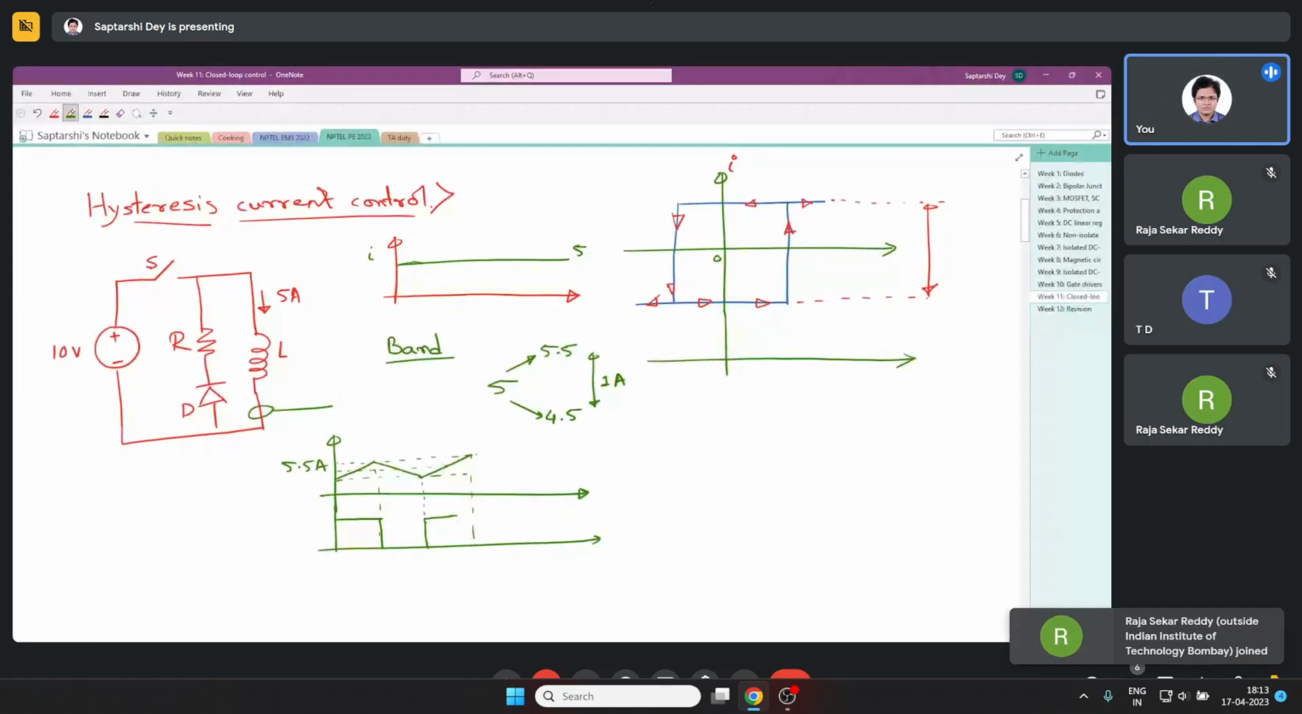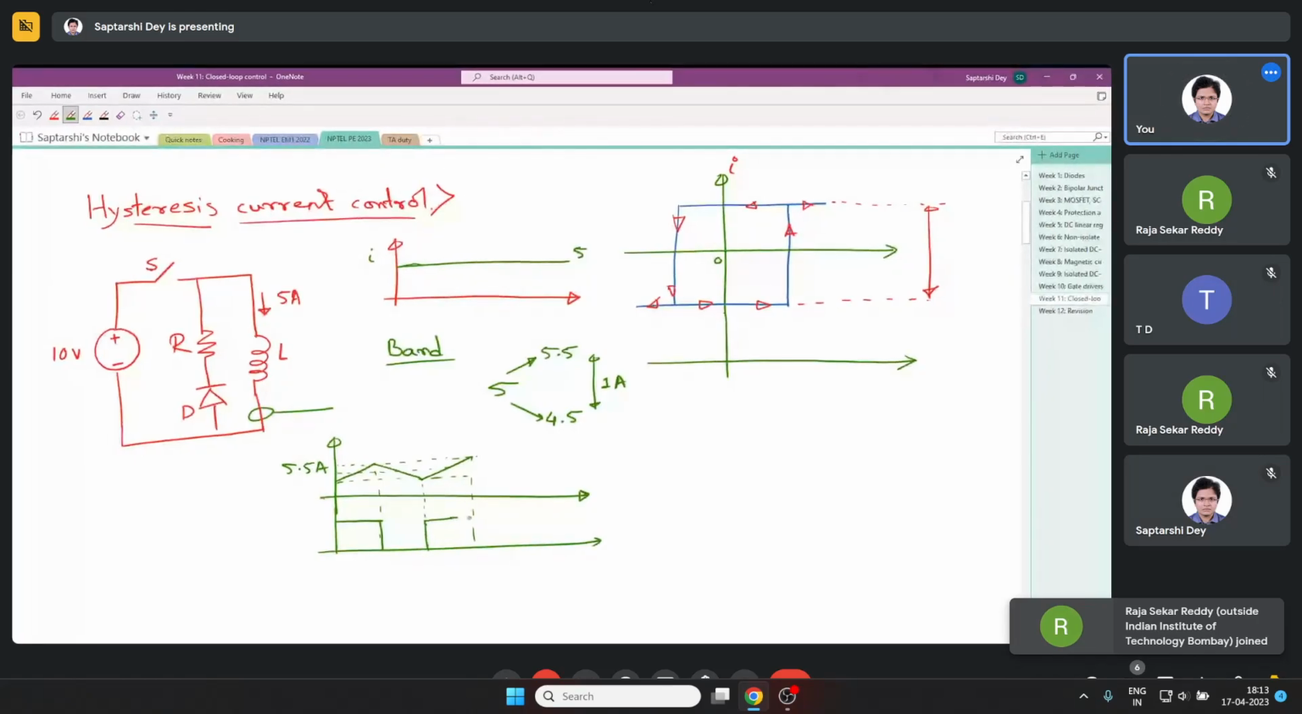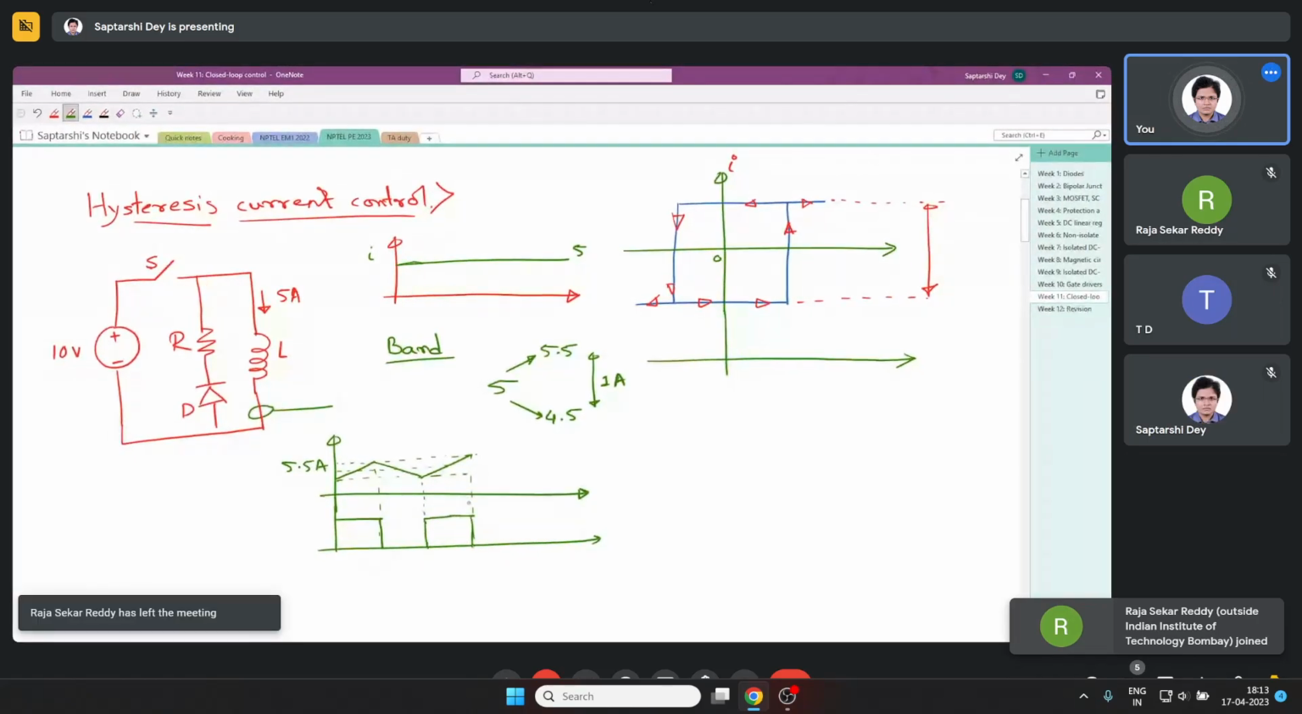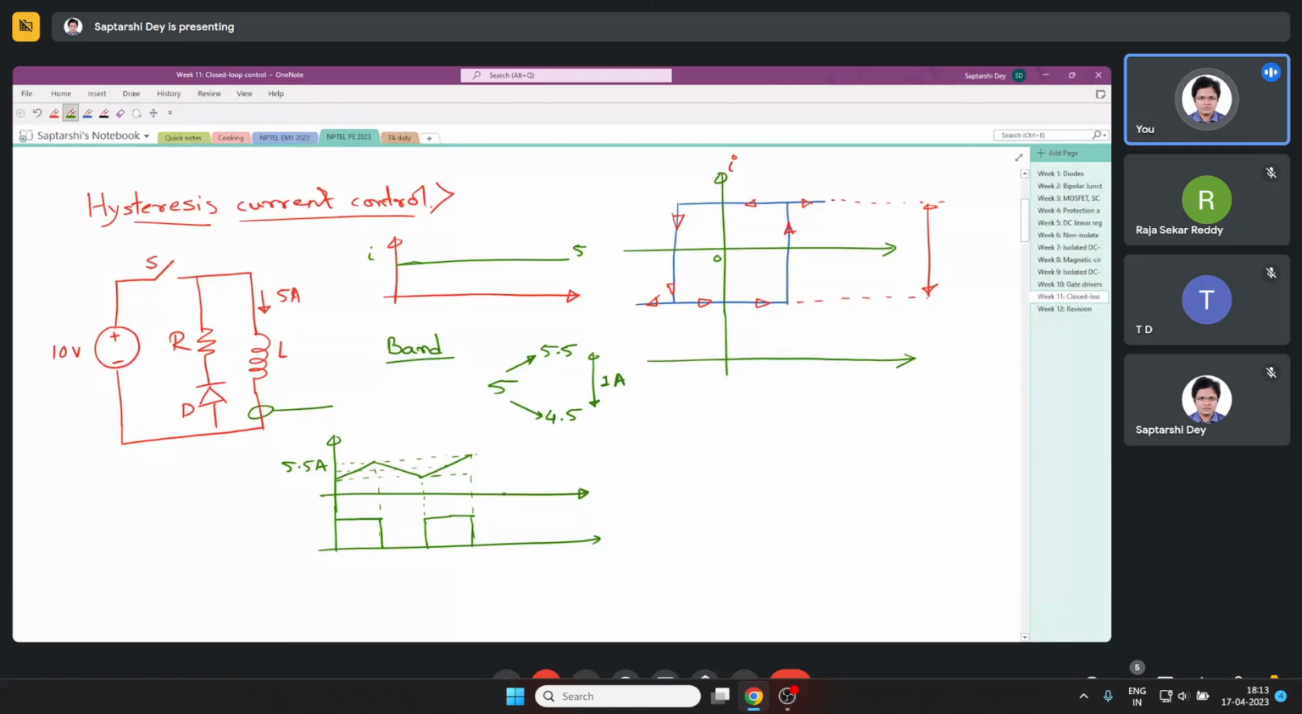So you see, I have hard bound the current by using this mechanism. So until the controller fails, there is no way that the current will go beyond this set value of 5.5 ampere.